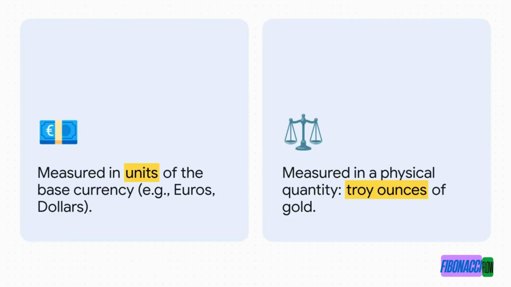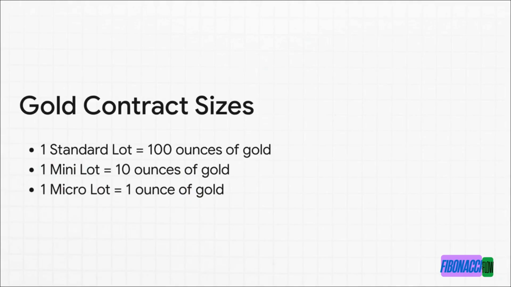And this is the absolute key difference you have to get. With Forex, a lot is all about counting units of a currency: euros, dollars, yen. But with gold, we're talking about a physical quantity: troy ounces. We've literally gone from counting digital dollars to counting ounces of a precious metal. And the great news is, the sizing follows that exact same easy-peasy logic. One standard lot of gold, that's 100 troy ounces. A mini lot? You guessed it, a tenth of that, so 10 ounces. And a micro lot is just one single ounce of gold.